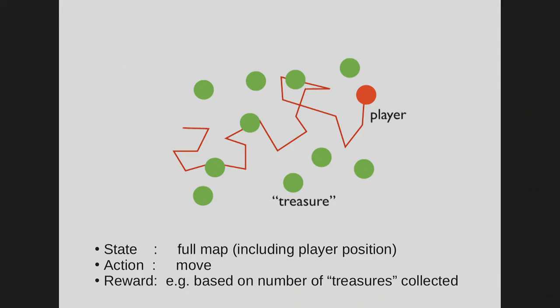So this is a typical example of this setting. Okay? The state S of the environment is given by the full map of the position of a player, this red thing, that wants to go around and get as many treasures, these green spots, as possible. So the action will be moving, and the rewards are the treasures collected. But you can imagine self-driving cars, medical applications, etc.